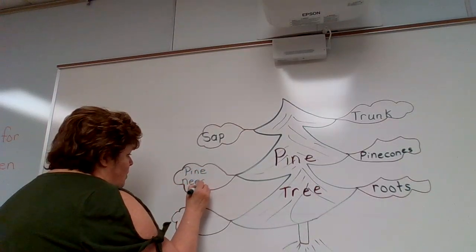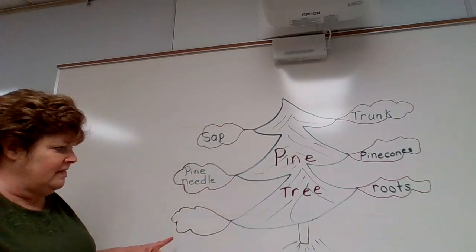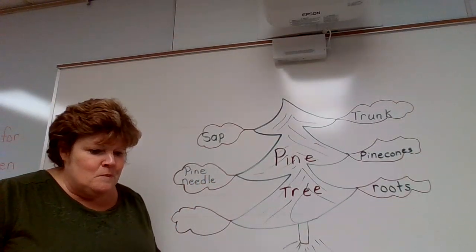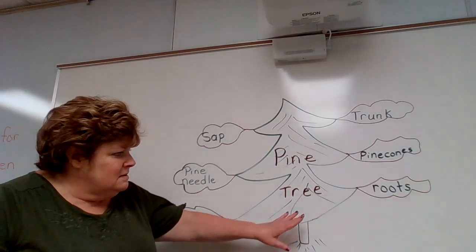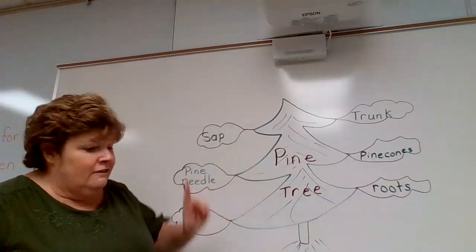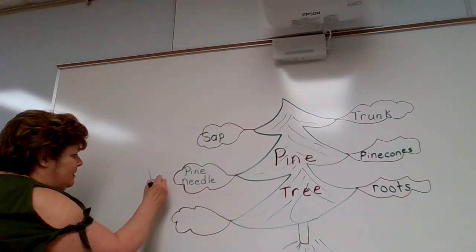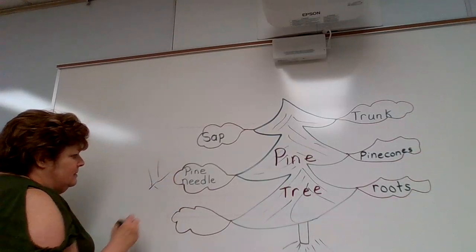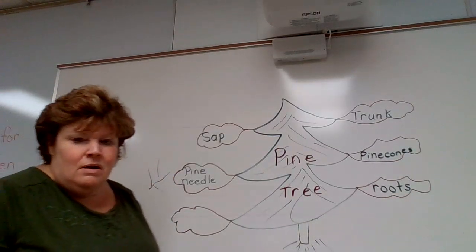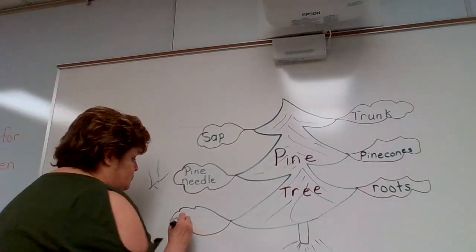And I have one more thing coming. What do you think that is? What would these be called coming out like this? If it was a different tree, they would be like this. What are those called? Branches. Good.